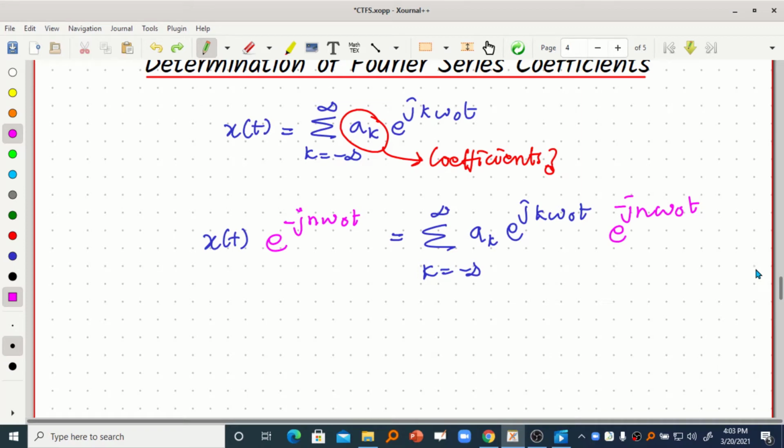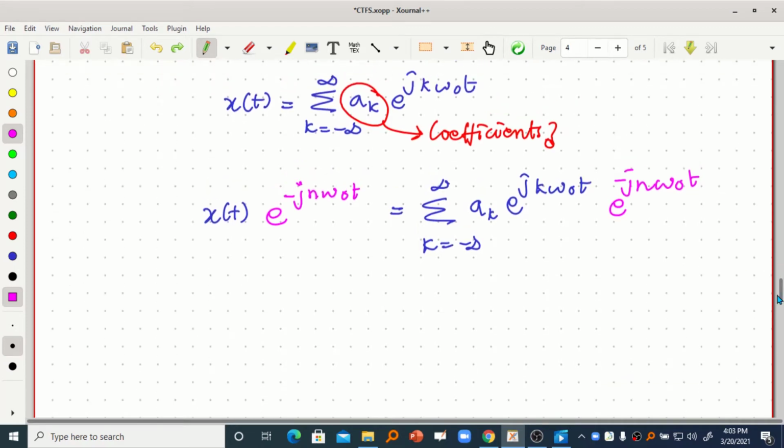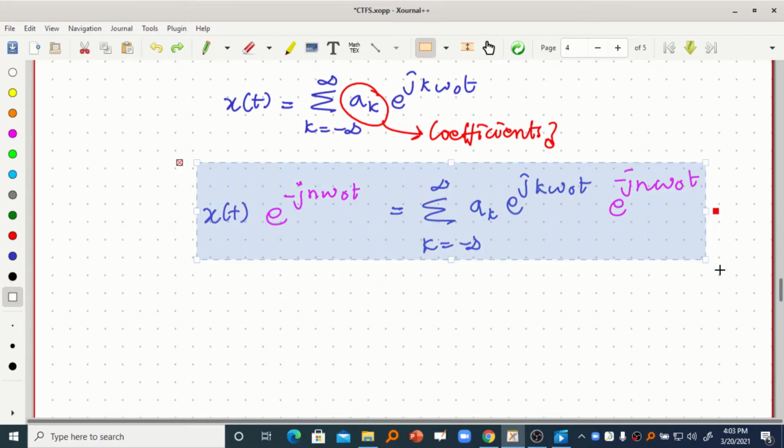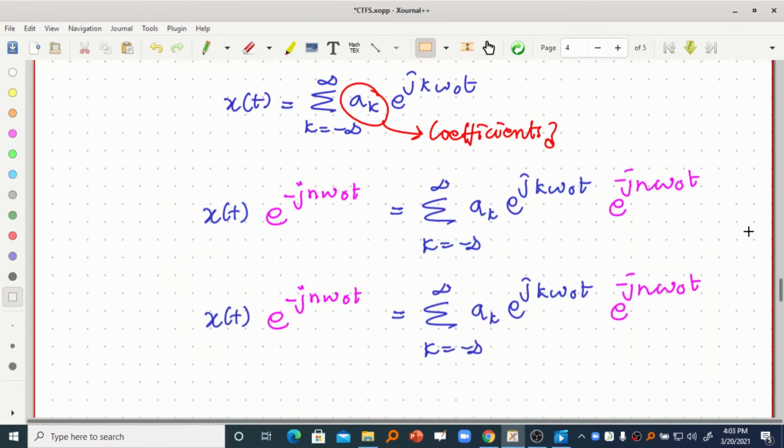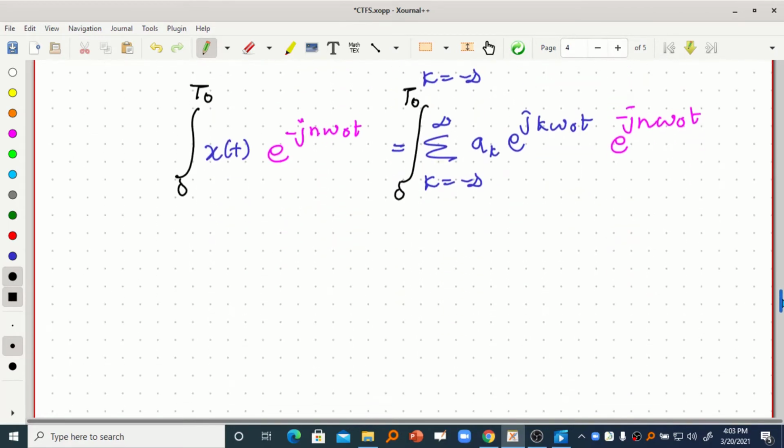Now I am going to integrate both sides of the equation within the range 0 to T. The values will not change. I am doing the integration on the left side and the right side. Now I am going to concentrate on the right side of the equation, the RHS part of this equation.